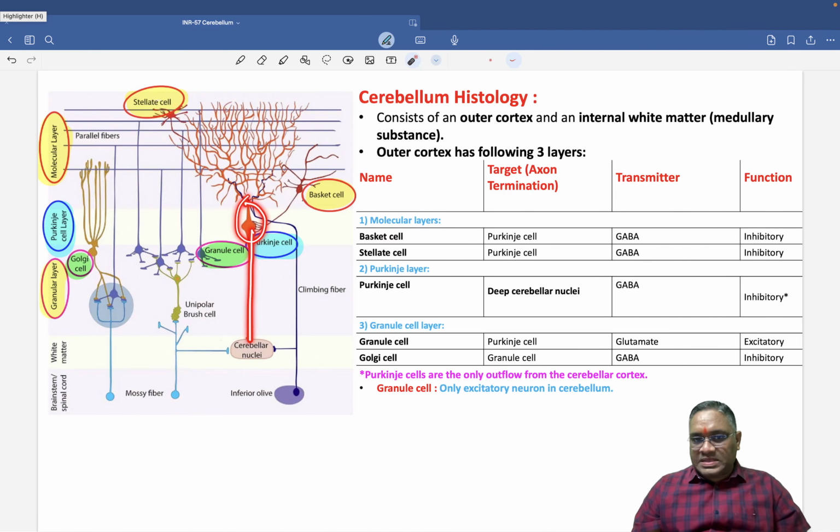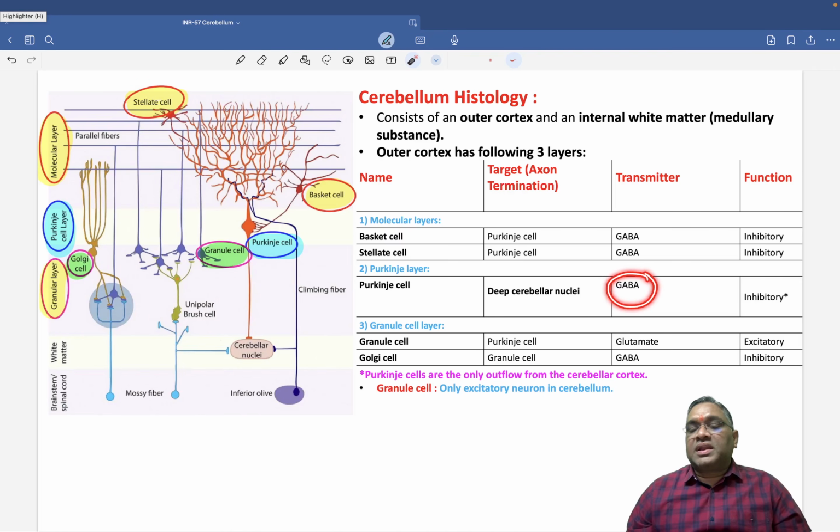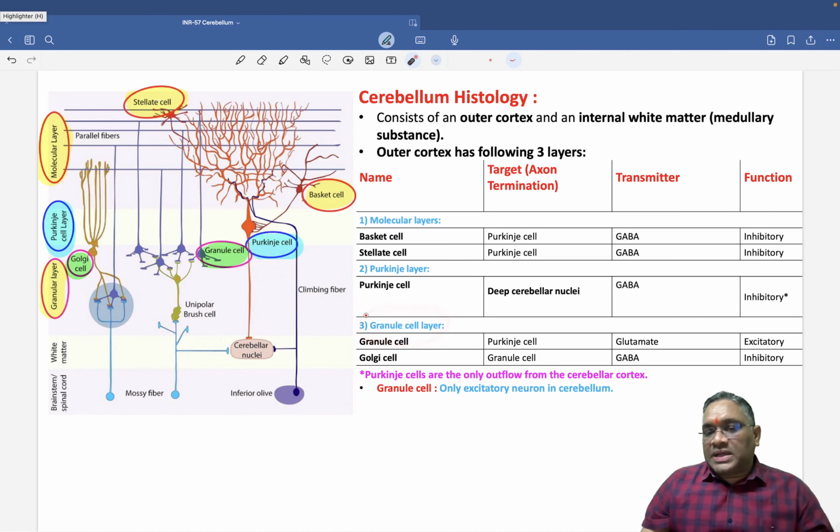Now coming to the Purkinje layer, you see this Purkinje cell layer. Via the Purkinje cell, they will go to the cerebellar nuclei. Later on, I will tell you what the cerebellar nuclei are. They will go to the cerebellar nucleus, especially the dentate nucleus, which was the AIIMS question also, right? In the cerebellar nuclei, they will release their inhibitory GABA only, right?